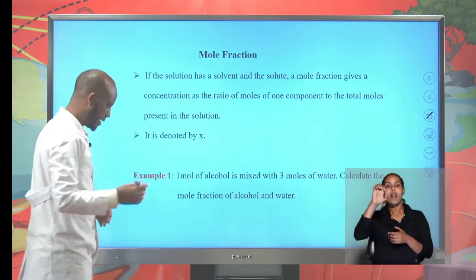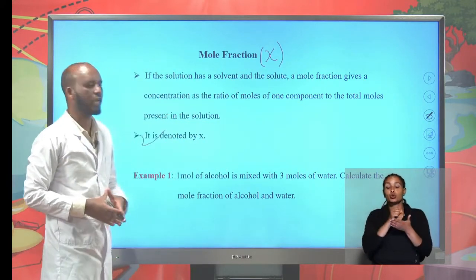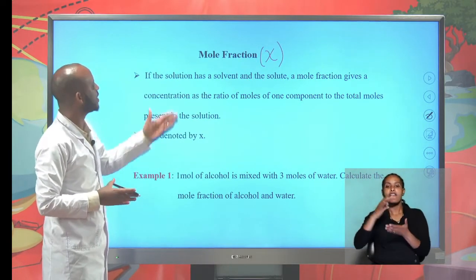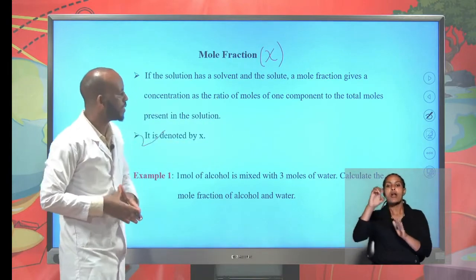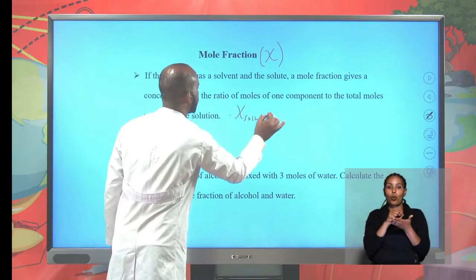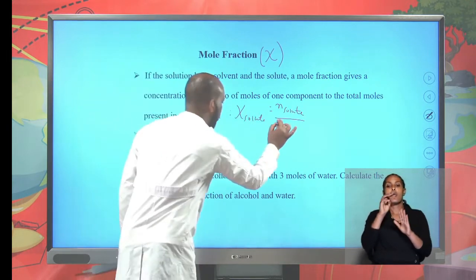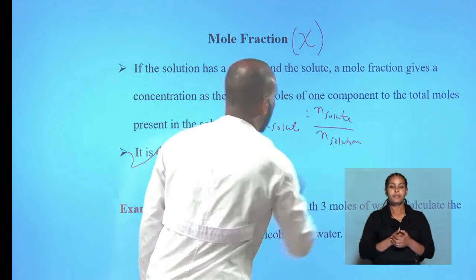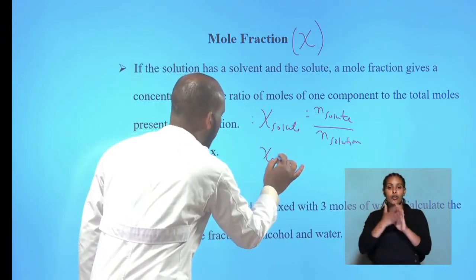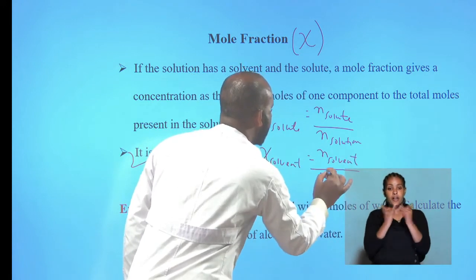Mole fraction, denoted by this symbol. If the solution has a solvent and a solute, mole fraction gives a concentration as the ratio of moles of one component to the total moles present in the solution. If a solution contains a solute and a solvent, then mole fraction of the solute equals number of moles of the solute divided by number of moles of the solution. Mole fraction of the solvent equals number of moles of the solvent divided by number of moles of the solution.